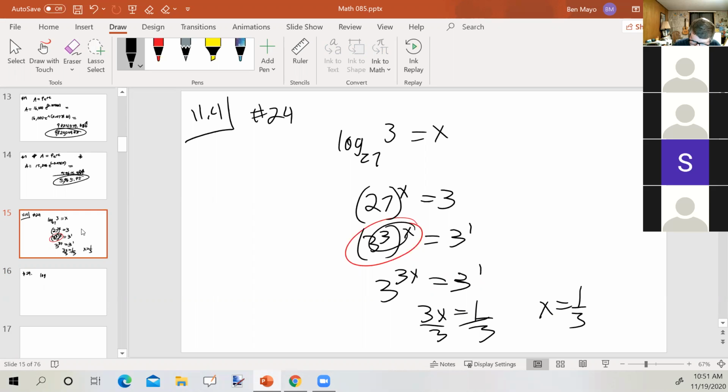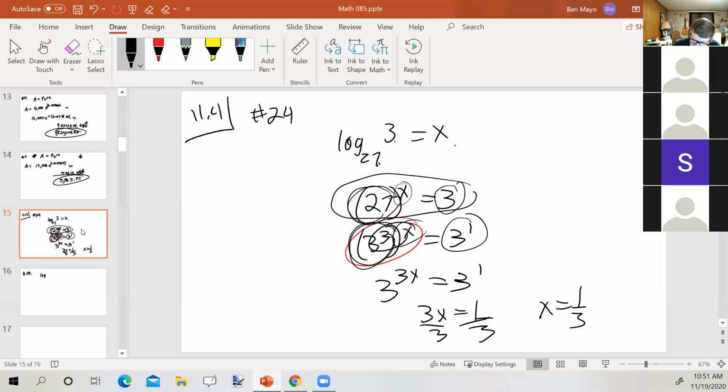So number 24, we had log base 27 of 3 equals x. So I changed it into an exponential equation: 27 to the x power equals 3. 3 is the same thing as 3 to the 1 power. 27 is the same thing as 3 cubed. So instead of 27 to the x power, I've got 3 cubed to the x power.